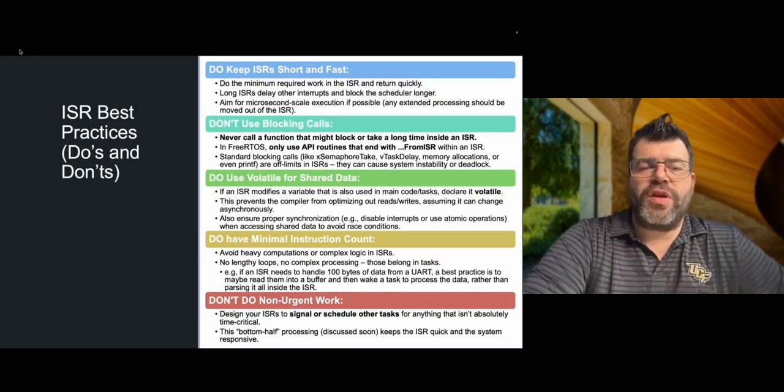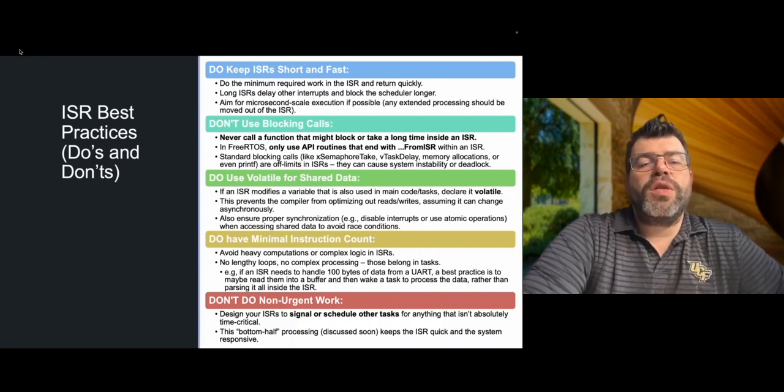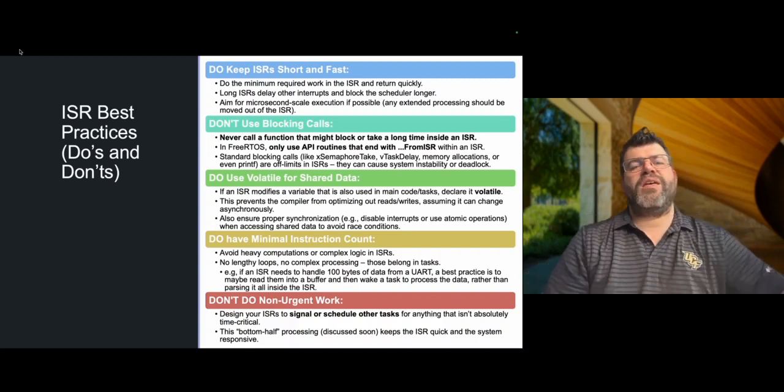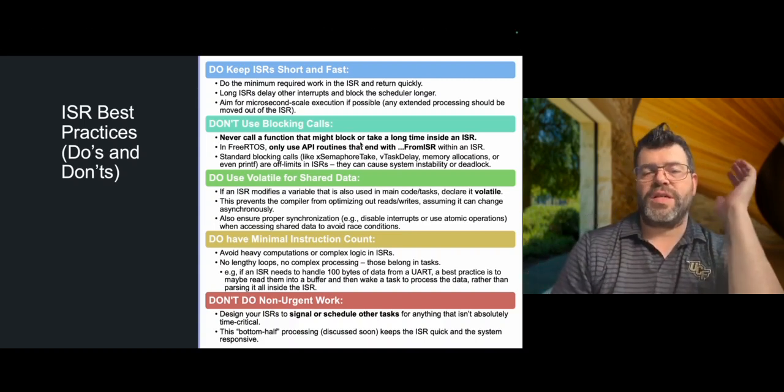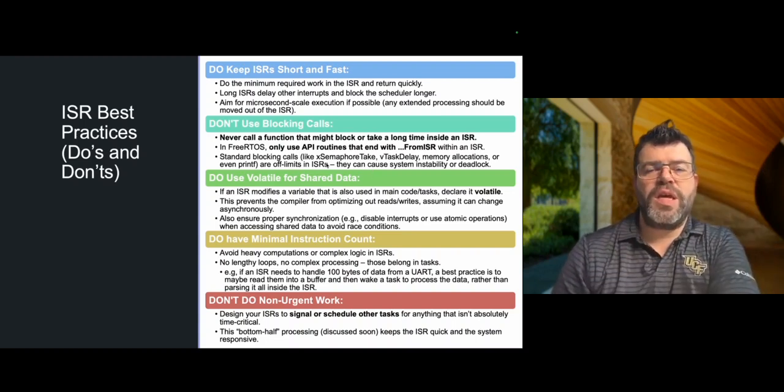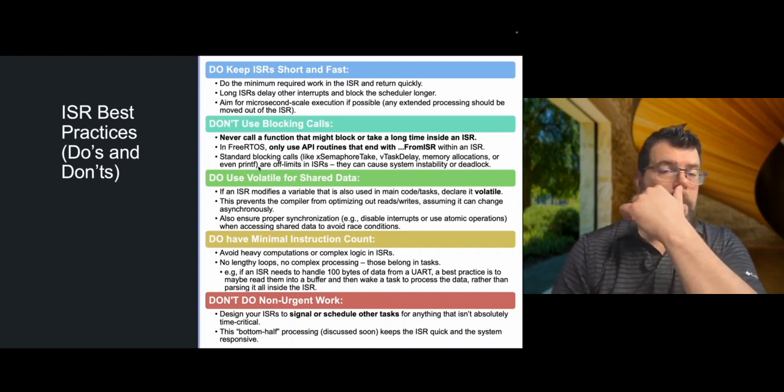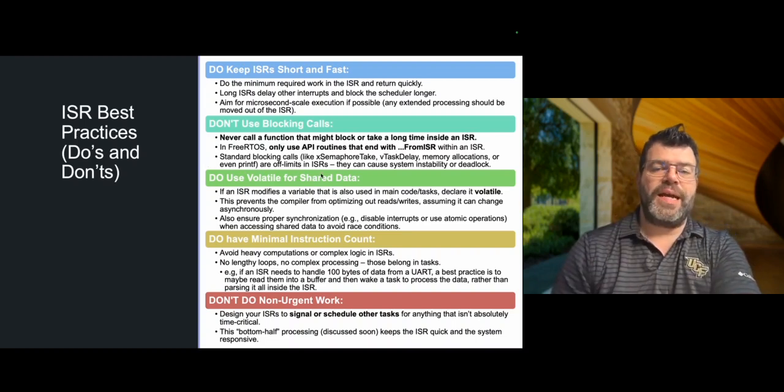So how to do this in FreeRTOS or an RTOS? Only use API routines that end with the FromISR bit. So you'll see there's a handful of blocking calls like that we haven't talked about. We're going to talk about more next week. Semaphore take, task delay, memory allocations, even printf. All of these could block. Don't use them in an ISR.